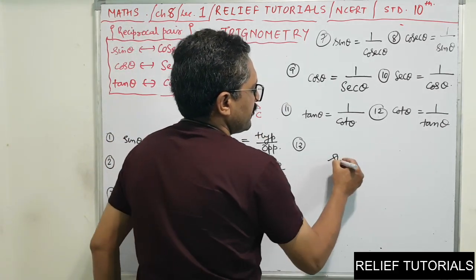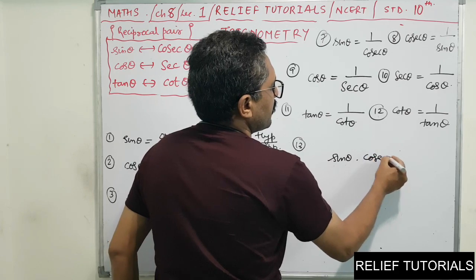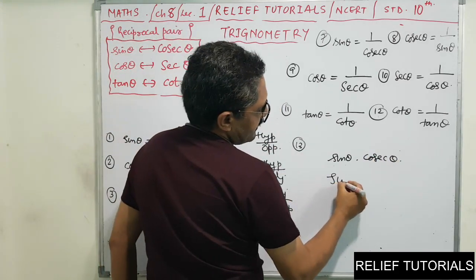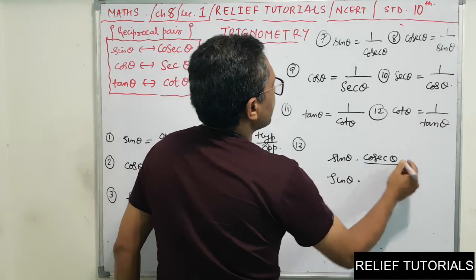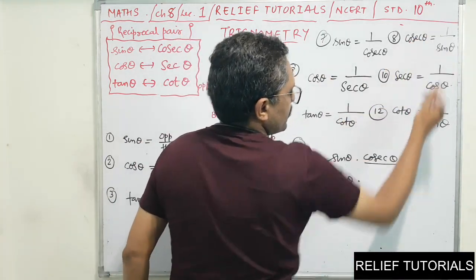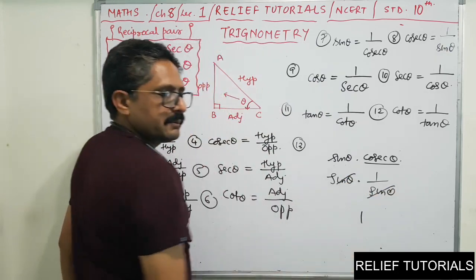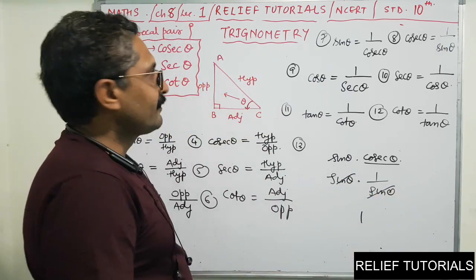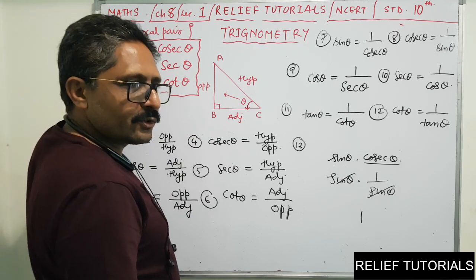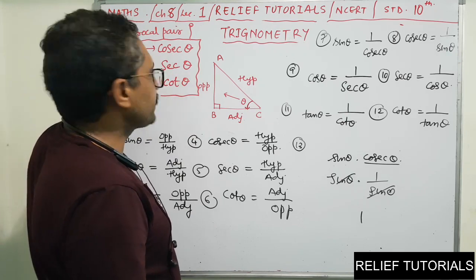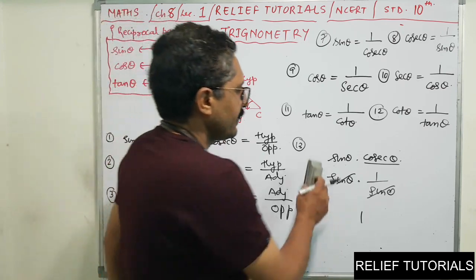Sin theta into cosec theta. You know, sin and cosec are reciprocals. So if I write sin theta as it is, cosec theta is equal to 1 upon sin. So 1 upon sin, sin will be cancelled. The answer will be 1. Why? Because sin is a ratio and its reciprocal ratio is cosec theta. So when you multiply these two, the answer will be 1.